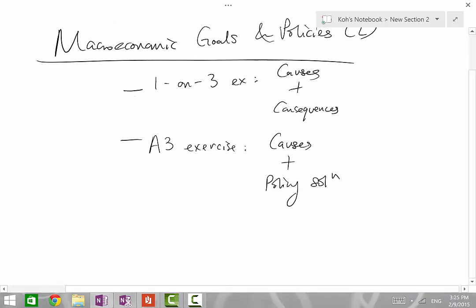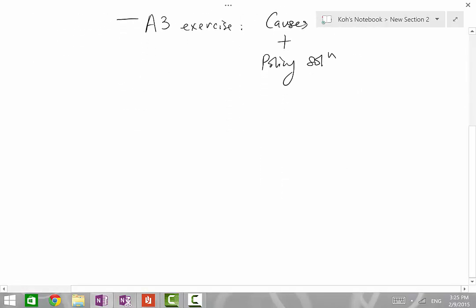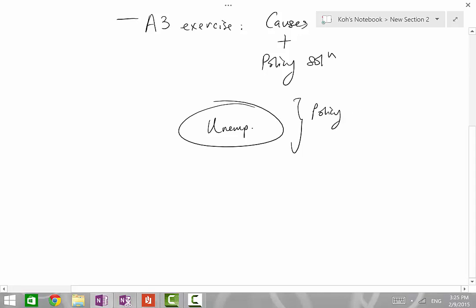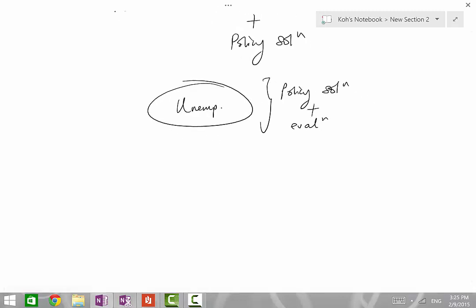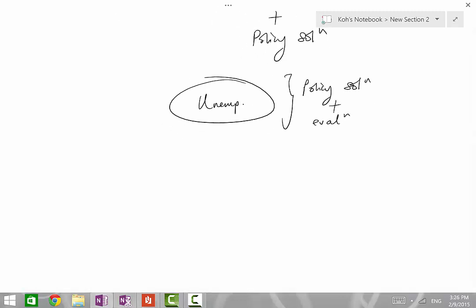Right. So let's start with one example. Suppose I'm looking at unemployment, and I'm interested to know what the policy solutions are to tackling this problem, as well as the evaluation of these policies. I believe that a comprehensive understanding of macro policies should always start with an understanding of the root causes of the problem.